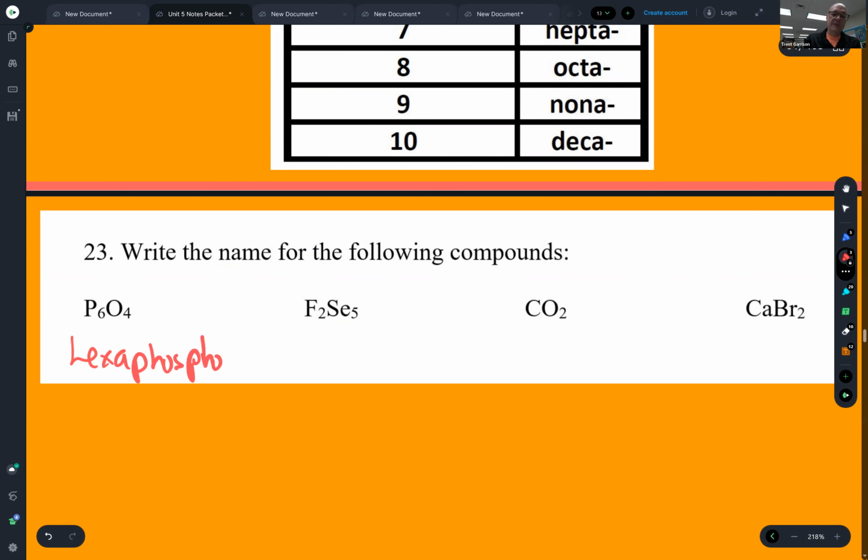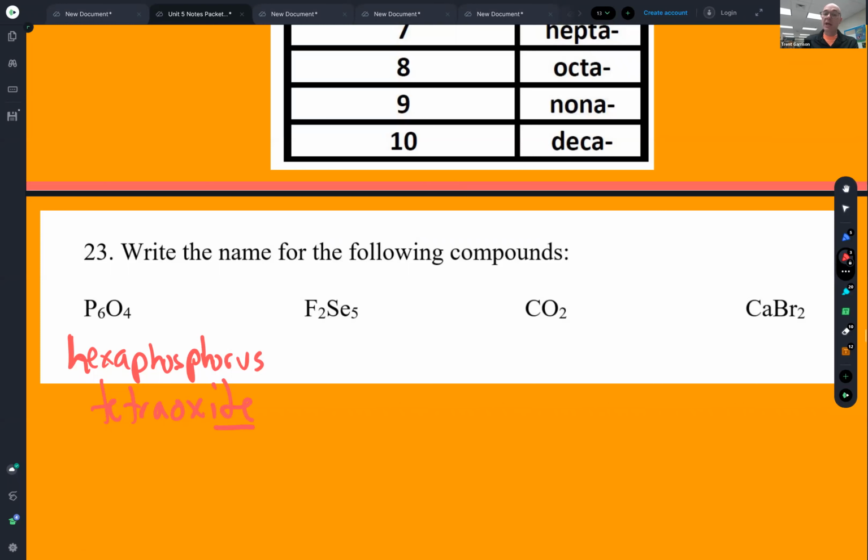Now notice, phosphorus. Notice I did not put a suffix on the first one. It's hexaphosphorus tetraoxide. The suffix only goes on the second one, but prefixes go on both of them. So I've got next difluorine, no change in the suffix.